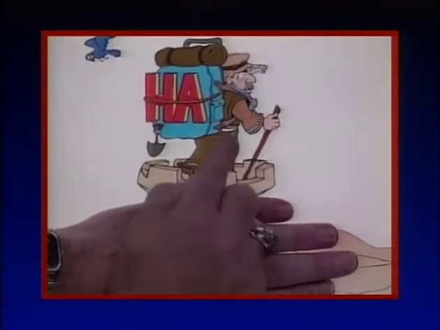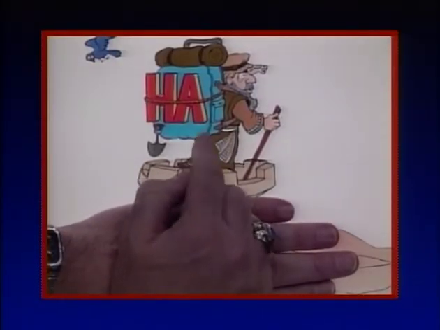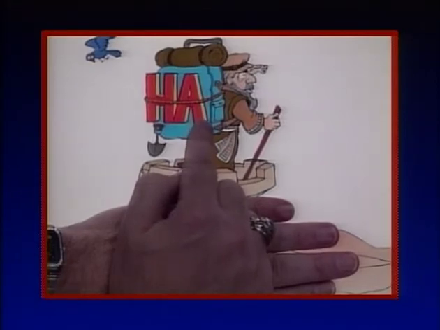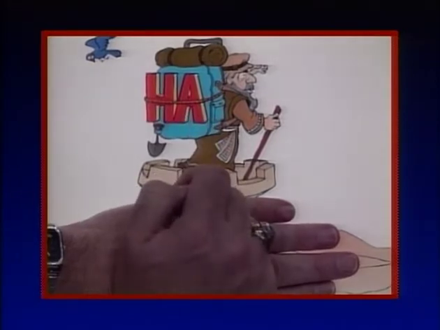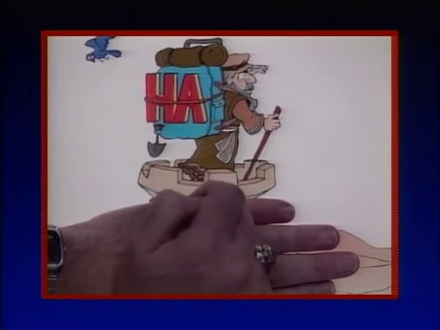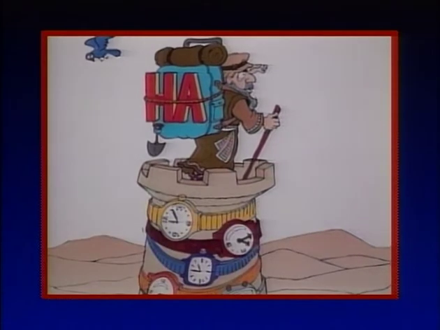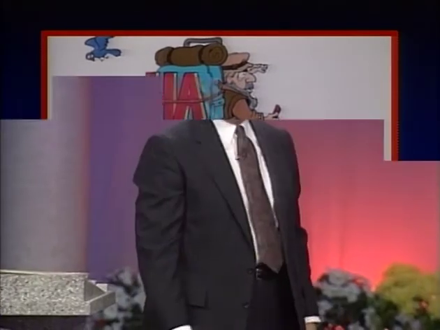Let me give you one more just for fun. What does he have on his back? A backpack. What kind of backpack? Aha backpack. A back kick. And what's he standing on? Watchtower. How many of you are still working on Genesis?